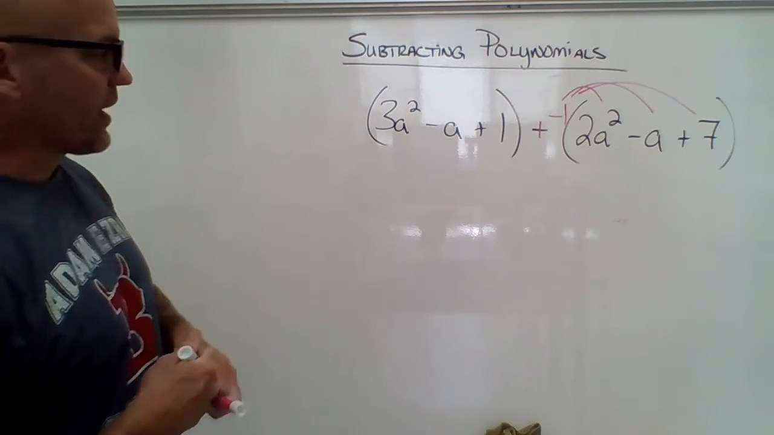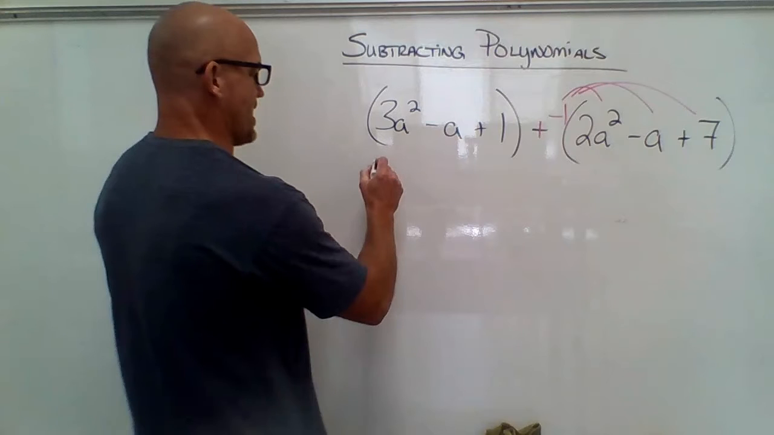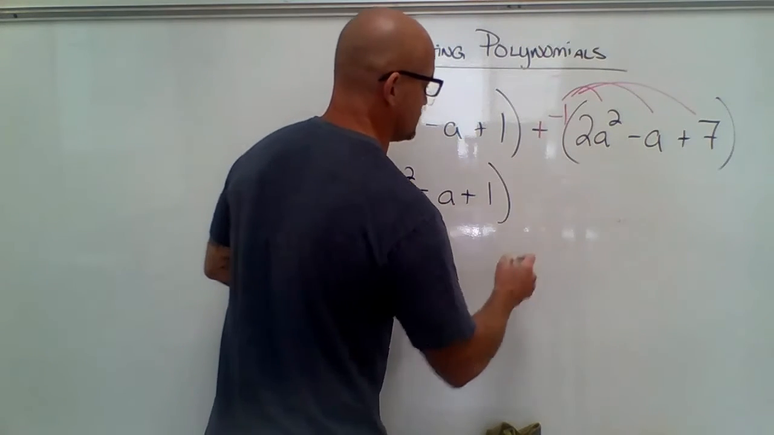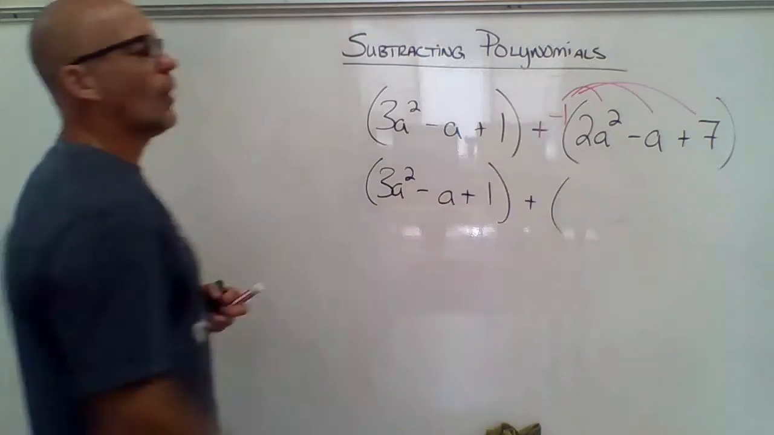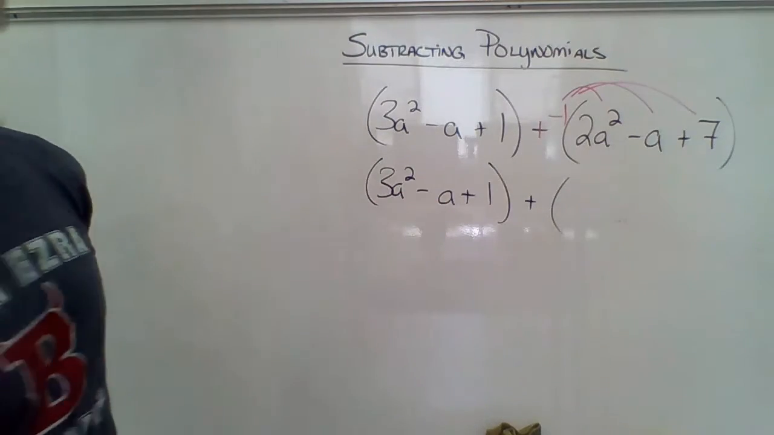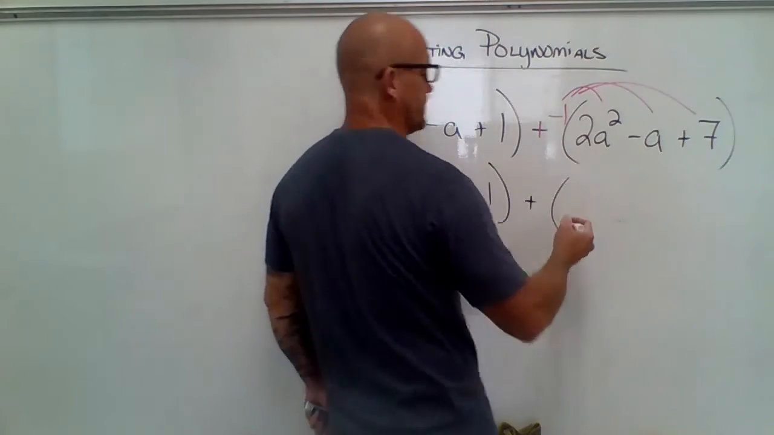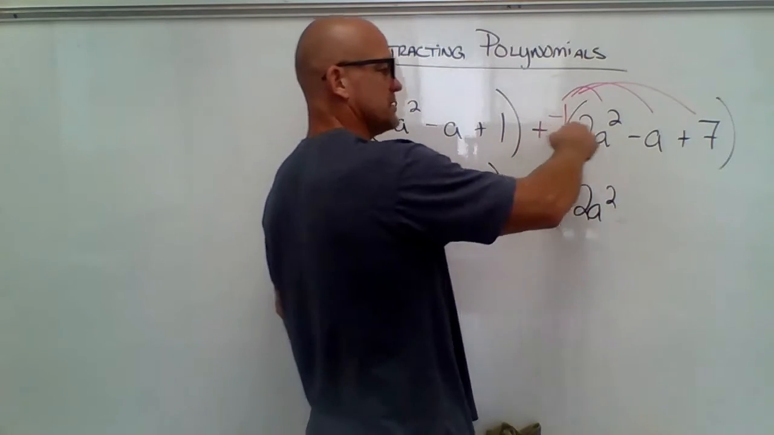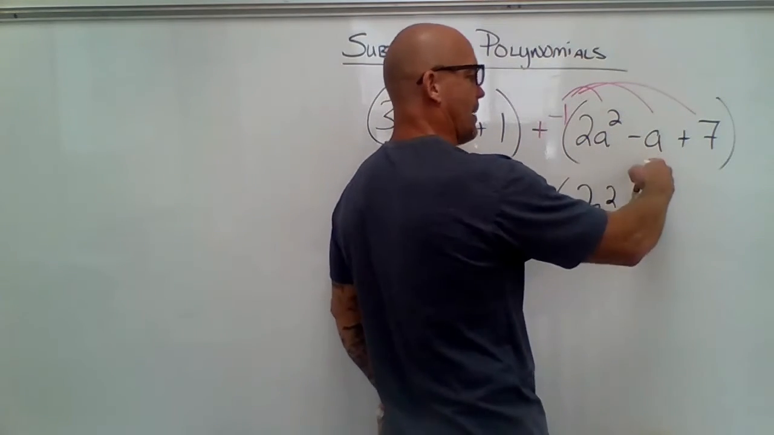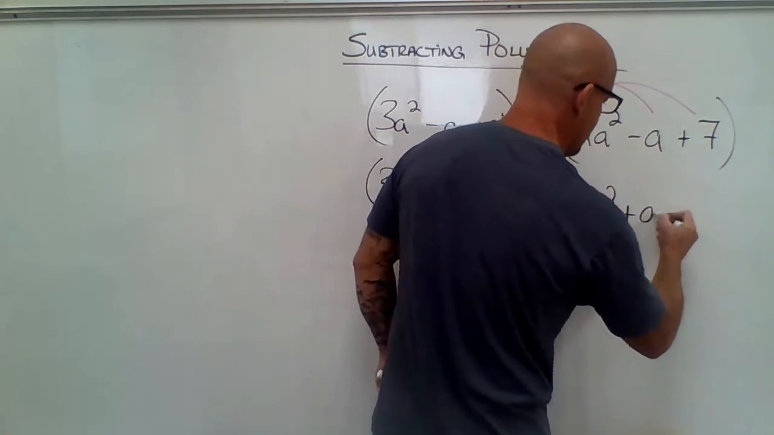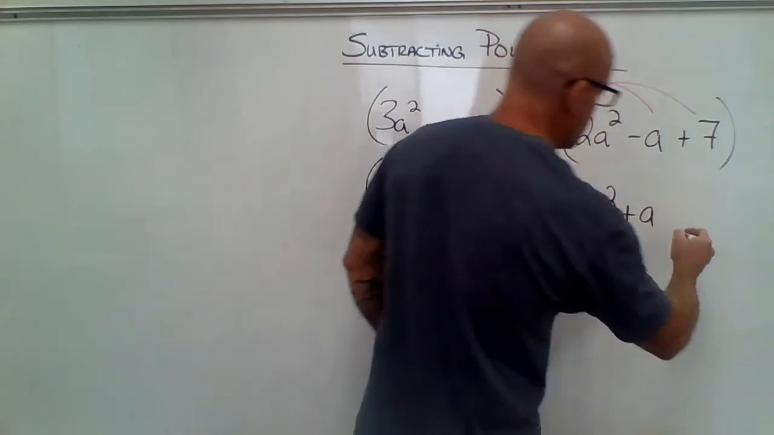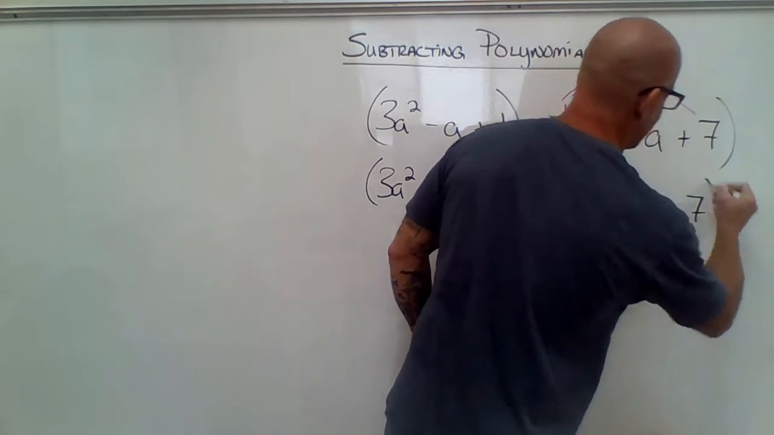So now I'm going to bring everything down. My 3a squared minus a plus 1 did not change. Now I'm going to add on what occurs after I distribute the -1. -1 times 2a squared is -2a squared. -1 times this minus a, or opposite of a, becomes plus a, or positive 1a. And the -1 times the positive 7 becomes -7.